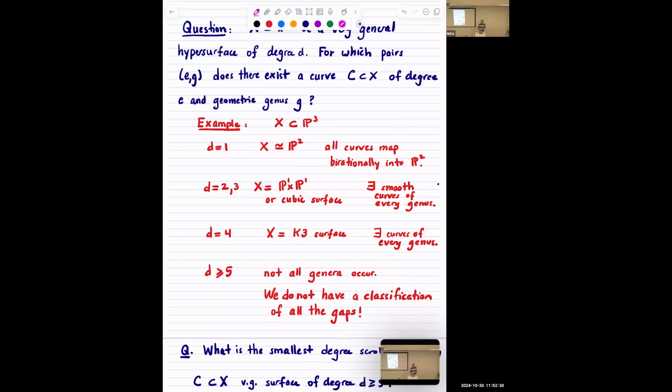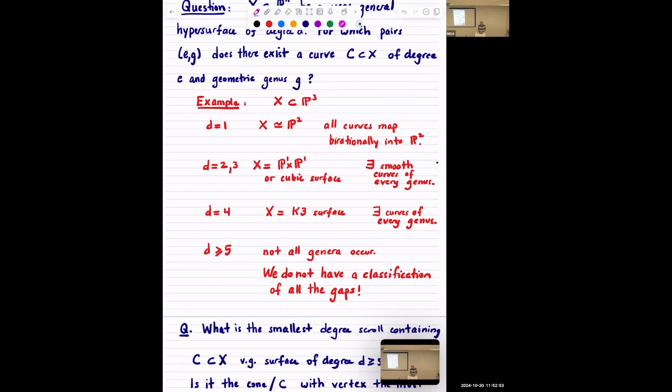You can show that if the genus is large enough, depending on D, then they will occur, but in low degree cases, there are gaps. And we do not have the classification of all the gaps. Many people have worked on this, including Ciliberto, Zeidenberg, and many other people, but we don't have a complete classification of these gaps.